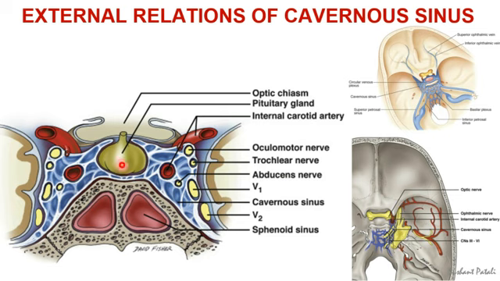The first structure is the hypophysis cerebri. What is hypophysis cerebri? It is nothing but the pituitary gland. And the second structure related medially and below to the cavernous sinus is the body of the sphenoid bone containing the air sinuses. So medially and below, two relations. The first one is hypophysis cerebri, nothing but the pituitary gland, and the second relation is the sphenoidal air sinus.